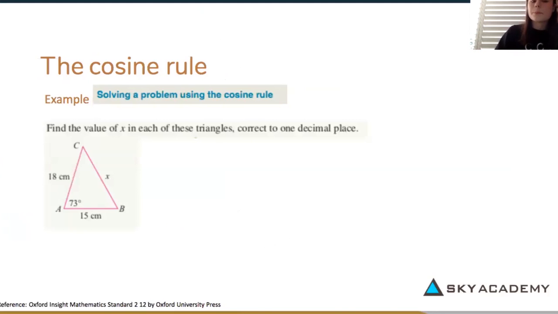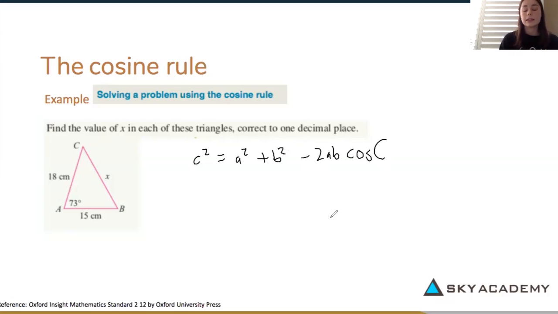Here we go. So we have to find the value of x, which is a side, in each of these triangles correct to 1 decimal place. Now, first thing I'm going to do is write down our formula. We know that if we're trying to find a side, we're going to use the cosine formula, c squared equals a squared plus b squared minus 2ab cos C.